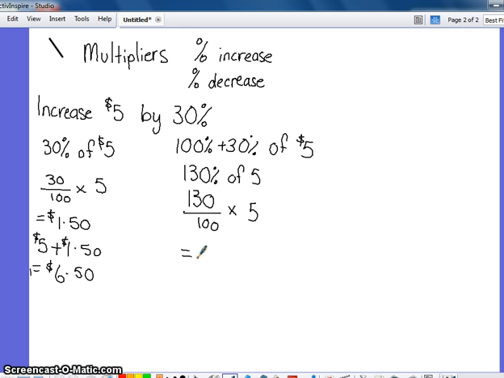130 over 100. You can use your calculator, or you can say we've got 2 zeros on the bottom, so we're moving our decimal place 2 places to be 1.3 times 5. You might not even put this line in. I'm just trying to do the line of your thinking, what your thinking should be. So everybody on your calculator, please, so you know how to do this. I want 1.3 times 5. And you end up just with 6.5, which is $6.50.